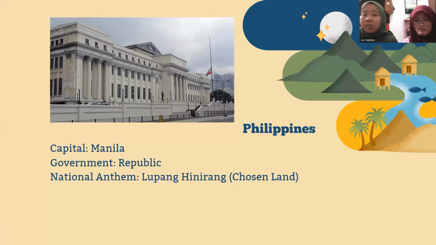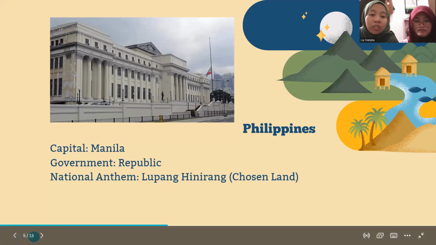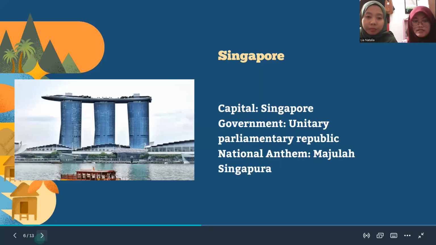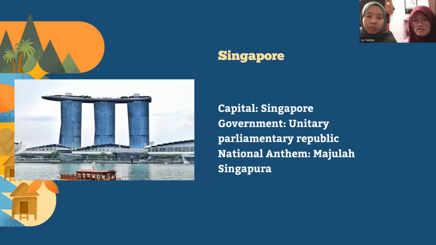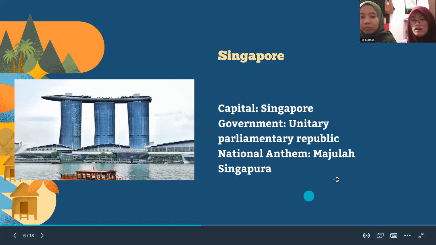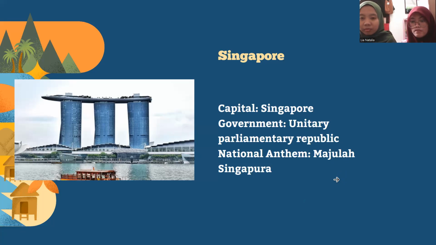Philippines. The capital of the Philippines is Manila. The government is a Republic. The national anthem is Lupang Hinirang, Chosen Land. Next, the last one is Singapore. The capital of Singapore is Singapore and the government is a unitary parliamentary republic and the national anthem is Majulah Singapore.